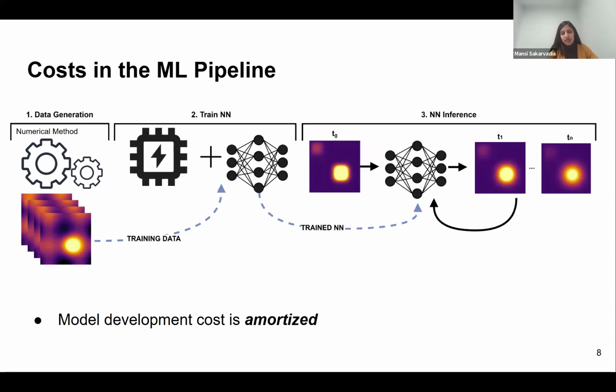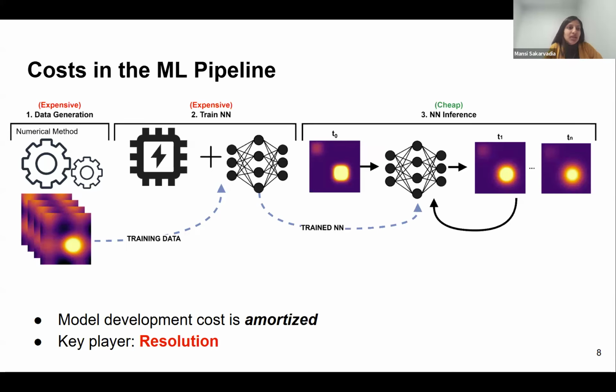What this concretely means is that if you've done a good job of training your neural network parameters, then you can, in theory, use them for a really long time, and the upfront cost you incurred for data generation and training trivializes over the lifetime of the model. But what is still key is that resolution is still the driving factor for computational cost in this workflow.